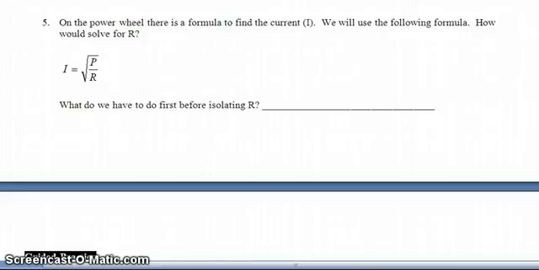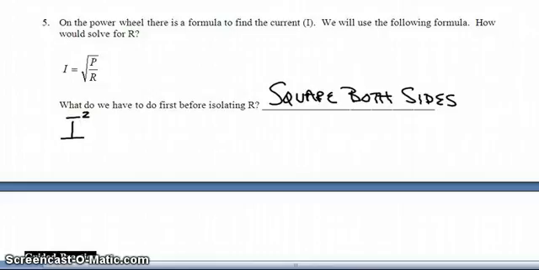So what do we have to do first before we can even begin isolating R? In other words, how do we get rid of the square root? In a previous example, we eliminated the square by taking the square root. So to eliminate a square root, we need to square both sides of that equation. In doing so, I'm going to have I squared equals P divided by R.